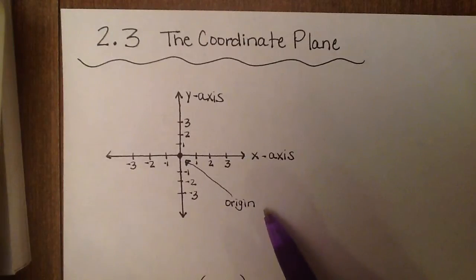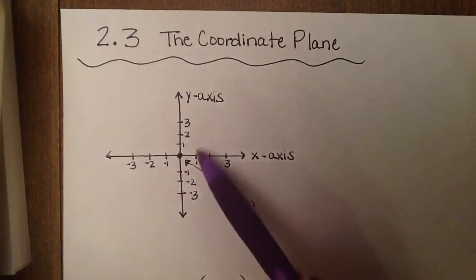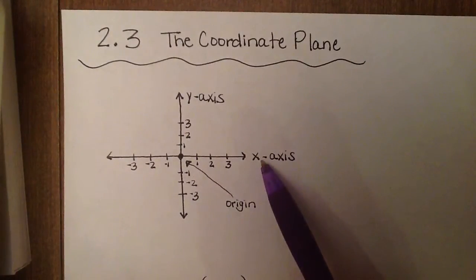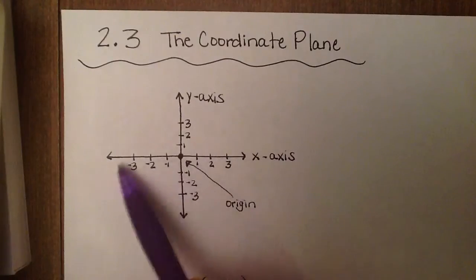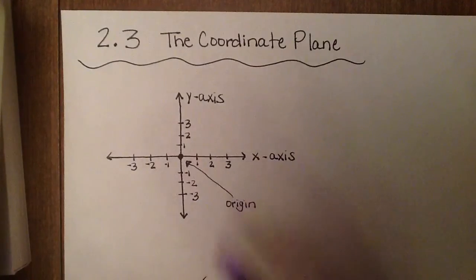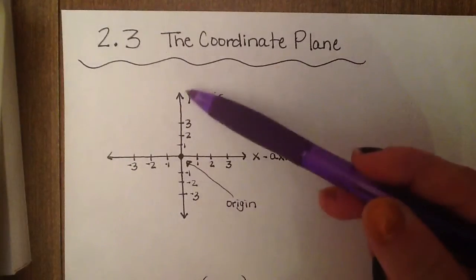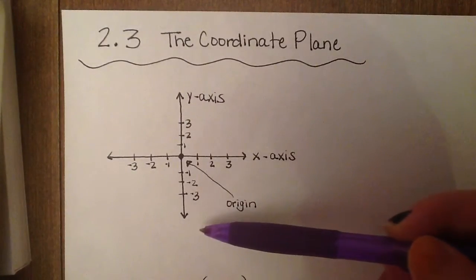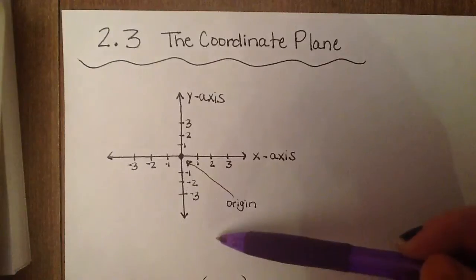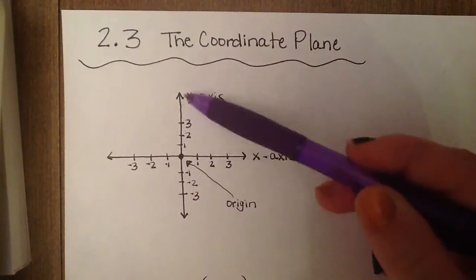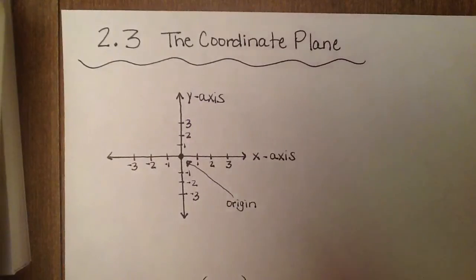The coordinate plane is what we use to graph points. It is made up of two number lines. The first one is the x-axis. The one that goes right or left is the x-axis. The one that goes up and down is the y-axis. And an easy way to remember which is which is y is a longer letter, so it is the long one, up and down. Okay?